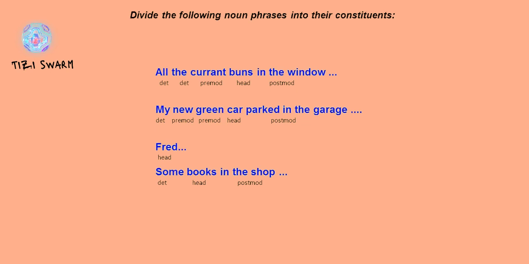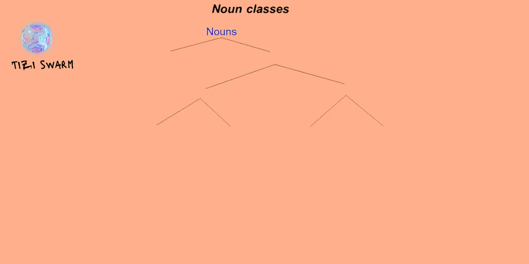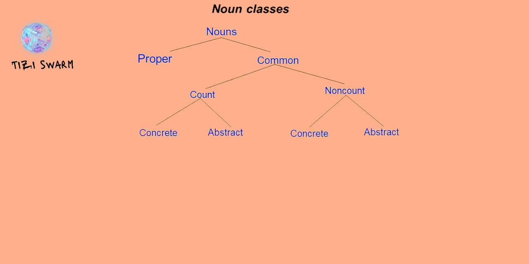Another way to look at nouns: we can divide nouns into noun classes. So nouns basically can be divided into proper or common nouns. Proper nouns being names of people and places. Common nouns are all the rest. So your common nouns, we can divide those into count and non-count, sometimes known as countable and uncountable. And examples of countable are concrete and abstract nouns, and the same with non-countable nouns. They can be concrete and abstract.